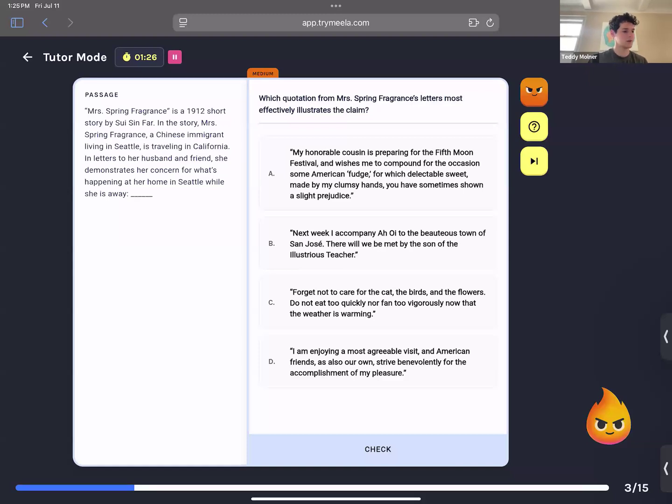Okay, now we have a sort of literature question. I'll give you guys a minute or so for this one. What do we think? You can see our timer's running out. We'll see if we get cut off when the timer ends.